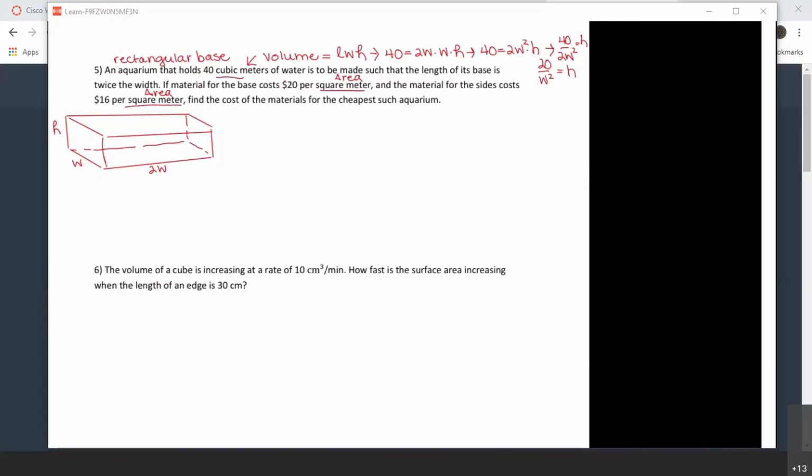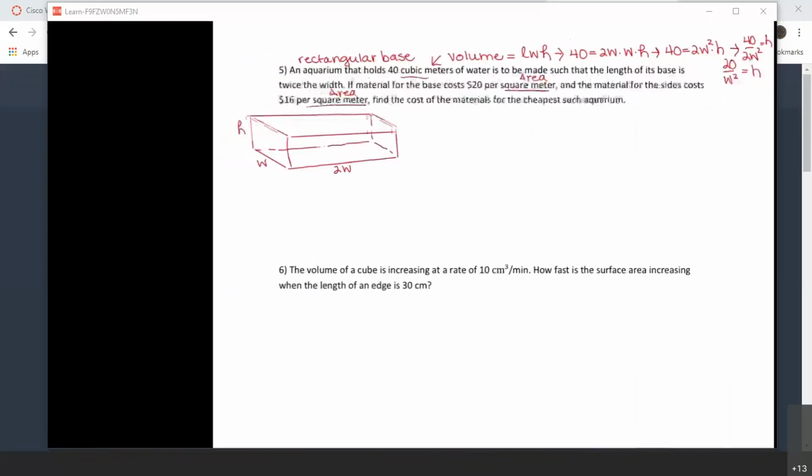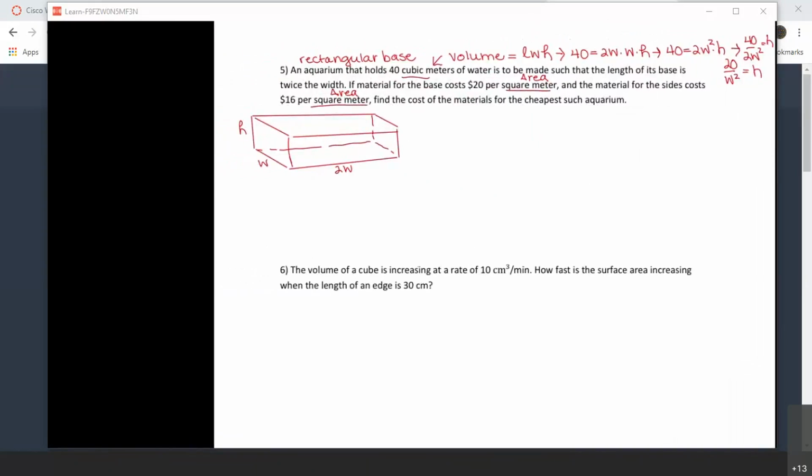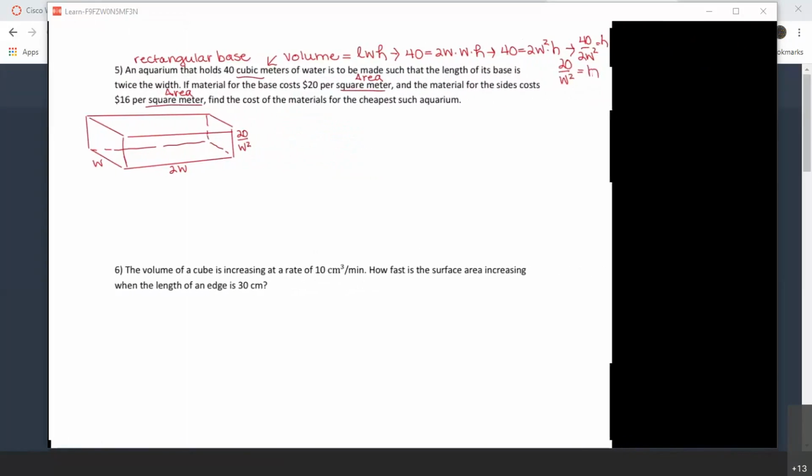So now I know my height. I'm going to erase this over here, and I'm going to put that it's 20 over W squared. That's my height.